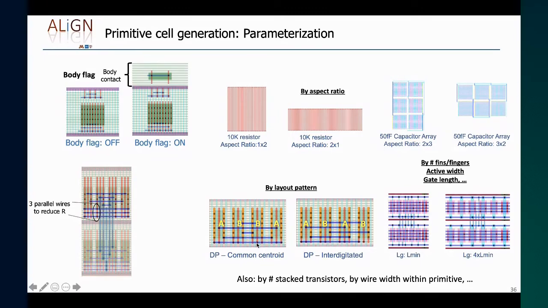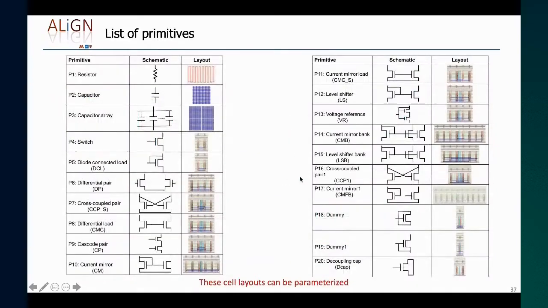We can change the layout pattern. I talked about this earlier. It can be common centroid or interdigitated, depending on which is better for the structure. We can change the active gate length, the width, etc. And so there's a wide range of structures that we can use.